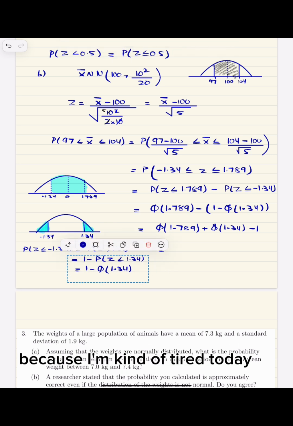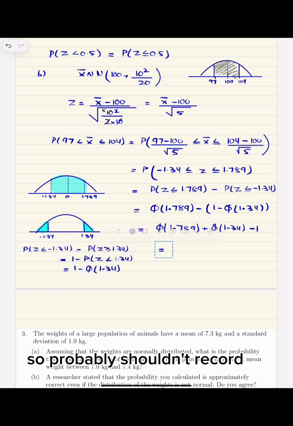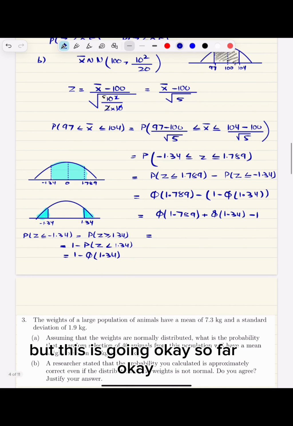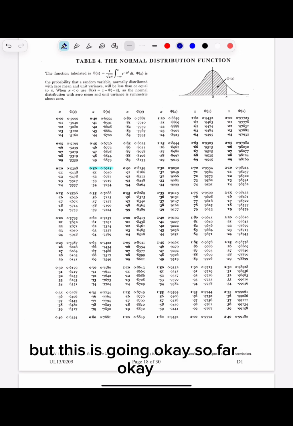I've become a bit untidy, but I think it's forgivable because I'm kind of tired today, so probably shouldn't record, but it's going okay so far.